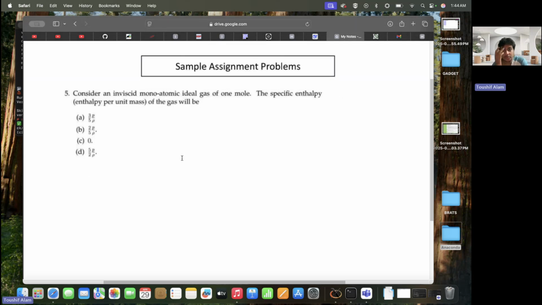Consider an inviscid monatomic ideal gas, 1 mole. The specific enthalpy of the gas will be, as the formula suggests, as I told you last time.